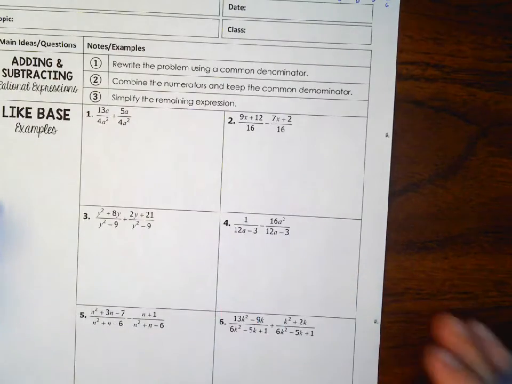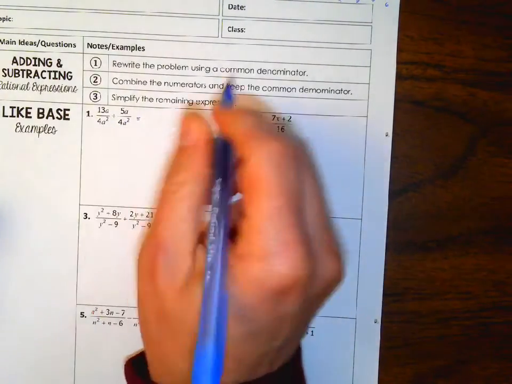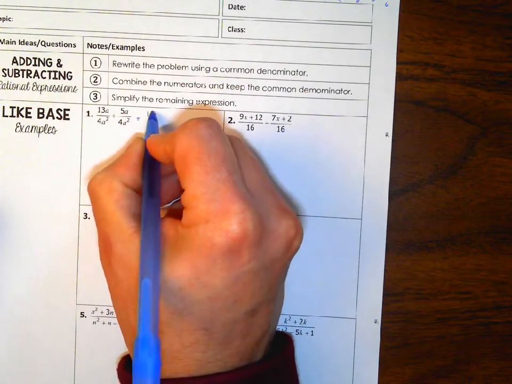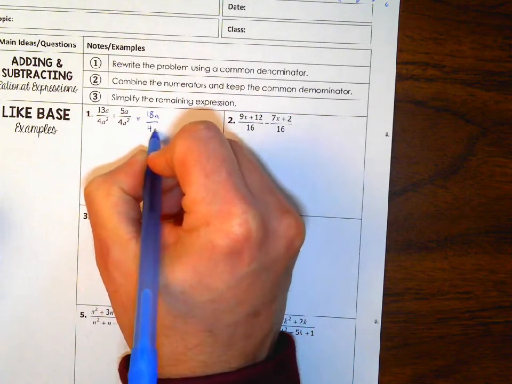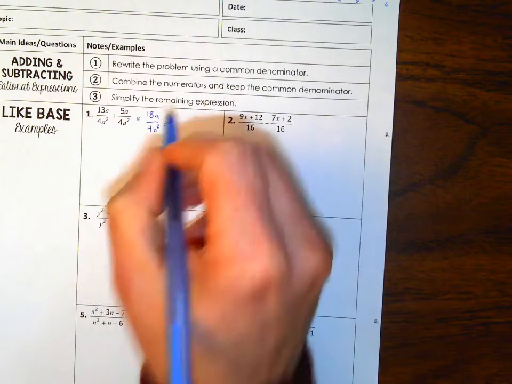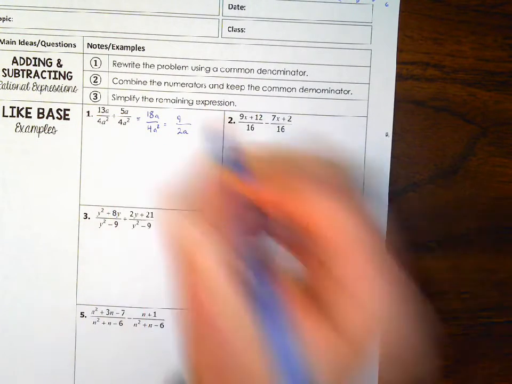Okay, so here, if the bases are already alike, both 4a squareds, all you got to do is add them together. So you got 13a's plus 5a's gives you 18a's over 4a squared, and then you want to simplify. So it'd be 9 over 2a.